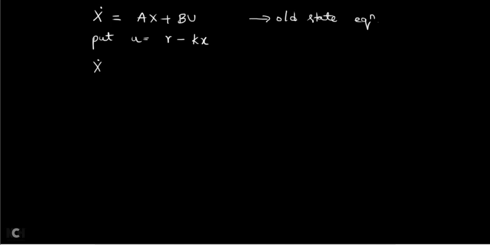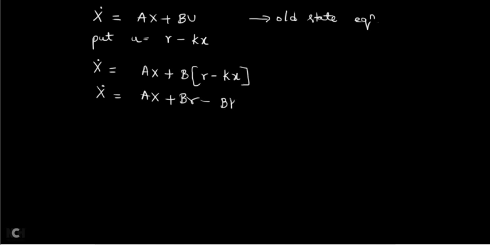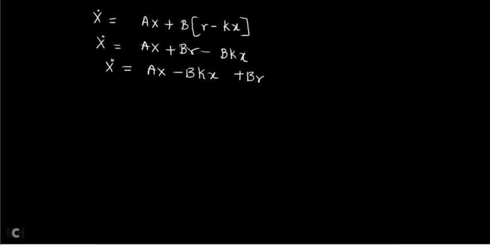What happens? x dot is equal to ax plus b into r minus kx. So x dot is equal to ax plus br minus bkx. Now I will rearrange the terms. x dot is equal to ax minus bkx I will write first, and then I will write br. R stands for the reference input signal.